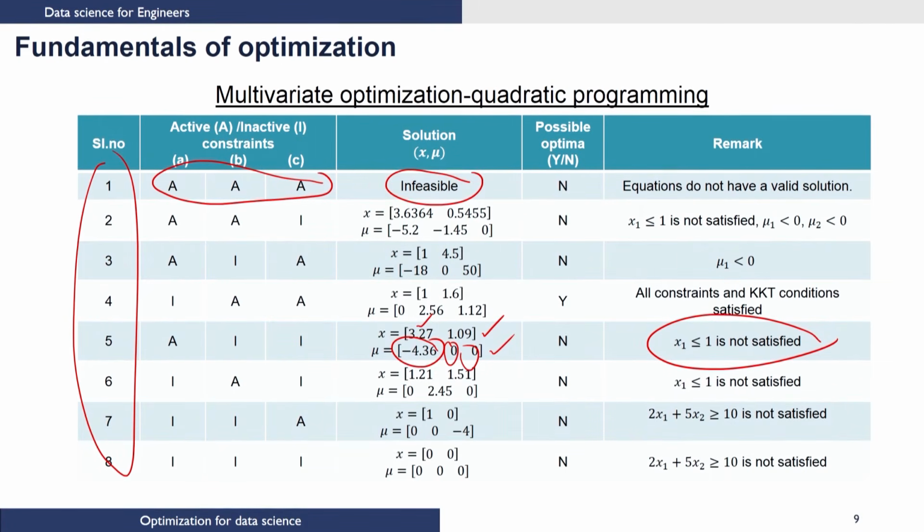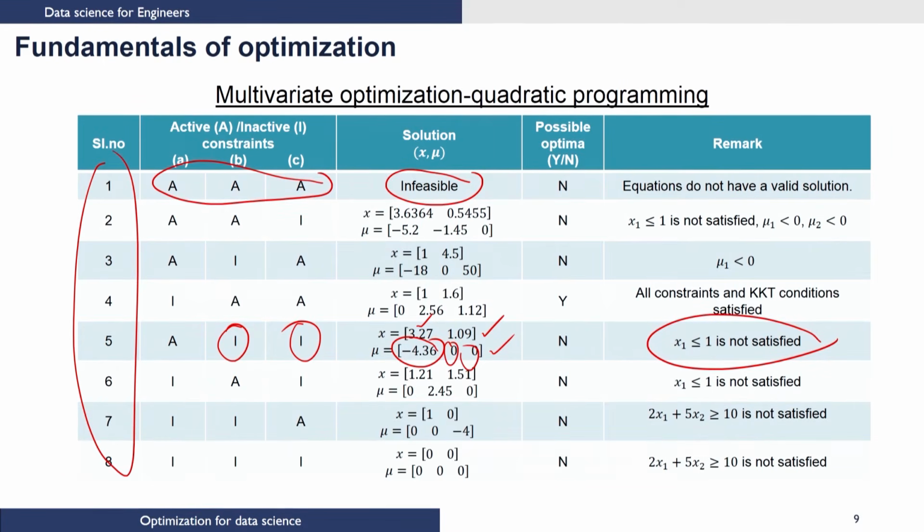An interesting thing to note here is we have to go back and check only the constraints that we have assumed to be inactive, because the active constraints is already at 0. So, whatever solution I get will automatically satisfy the active constraint.